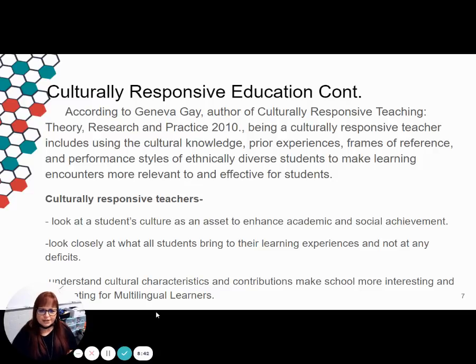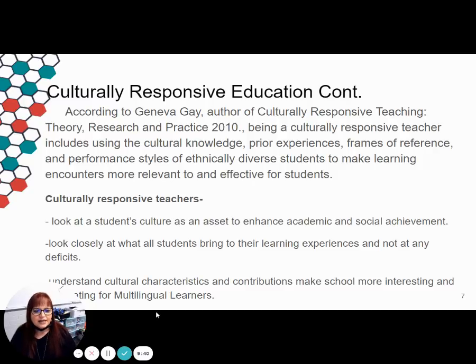Culturally responsive teachers, what do they do? They look at a student's culture as an asset to enhance academic and social achievement. Look closely at what students bring to the learning experience and not at any deficits. It can happen sometimes where a student comes to us from a background that we have no knowledge of, or speaks a language that we may not know, and is struggling. We just want to look at, okay, this student came from somewhere else, and what were the experiences they had in education, what do they know, what is their background. So if we tap into those funds of knowledge of what the student is bringing to the table, we're not going to see the deficits.